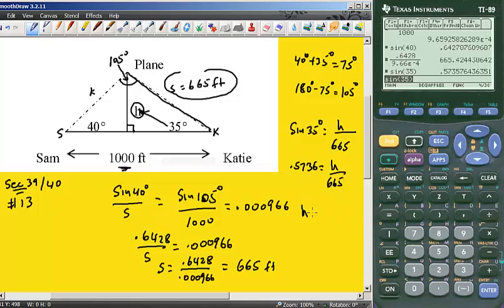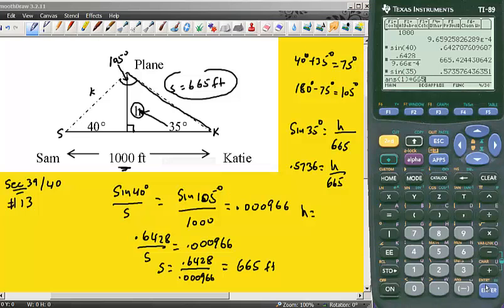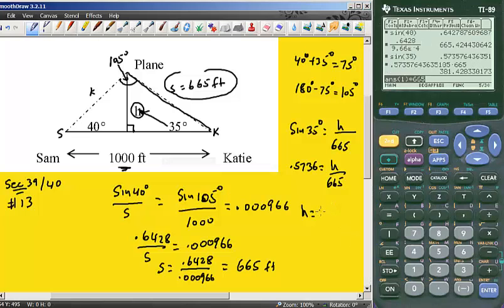To find h, we're just going to multiply 0.5736 by 665, and when we multiply that, it turns out the height is 381 feet. Okay, that is how we solve it. So the height is 381 feet.